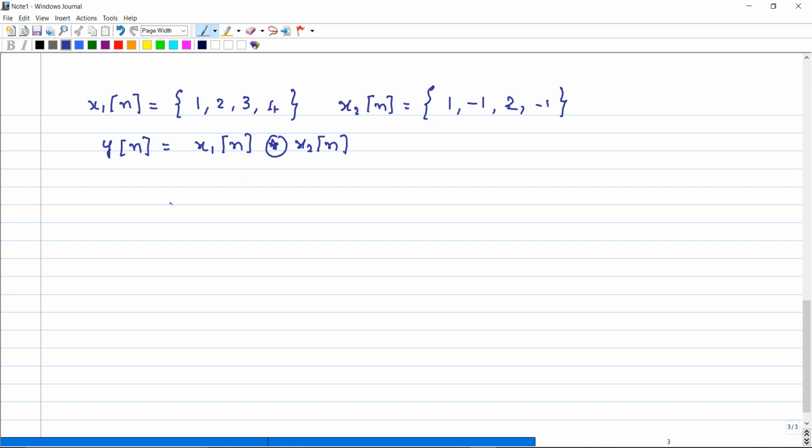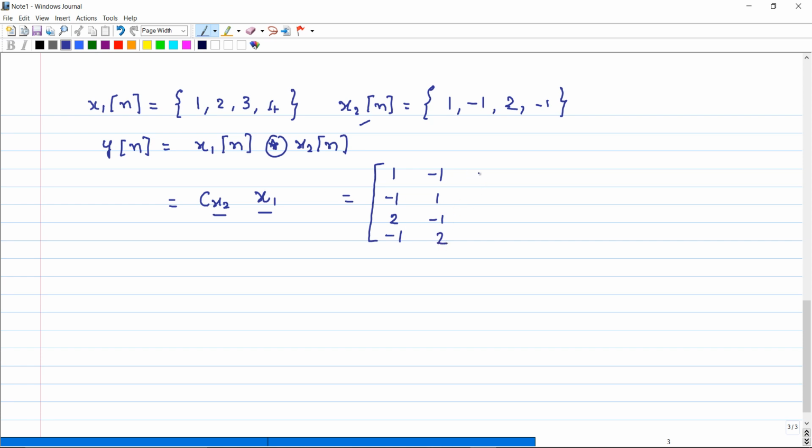Just now we have seen that we can write this as a multiplication of the circulant matrix obtained from x2 with our first signal x1. How do we construct the circulant matrix? The first column of that matrix is our original signal x2 of n, so this would be 1, -1, 2, -1. What is the second column? The second column is just the circularly shifted version of the first column by 1 unit, so this should be -1, 1, -1 and 2.